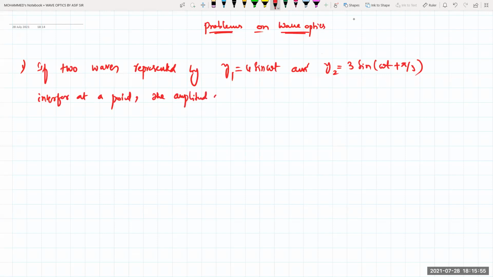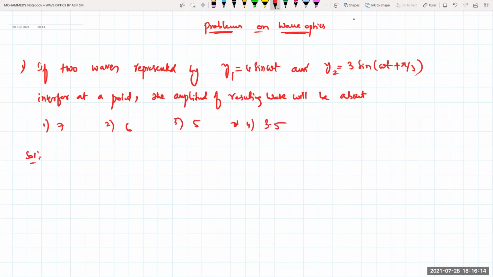The amplitude of the resulting wave will be about: first option is 7, second option is 6, third option is 5, and fourth option is 3.5. Try to do it. What is the question?